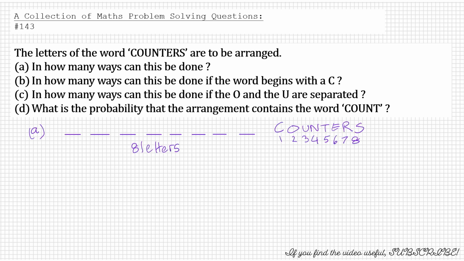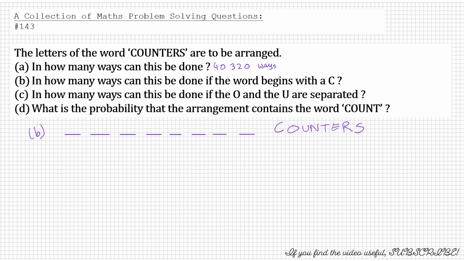So to start with, the word COUNTERS has 8 letters, and so there are 8 spaces available for us to arrange each of the letters, and therefore they can be arranged in 8 times 7 times 6 times 5 times 4 times 3 times 2 times 1, and that is factorial 8 ways, and that is 40320 ways.